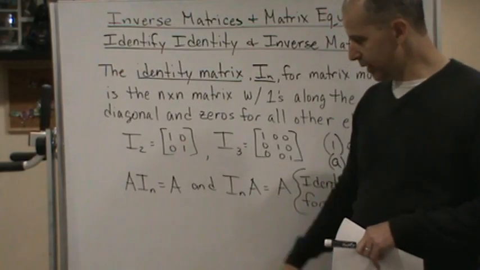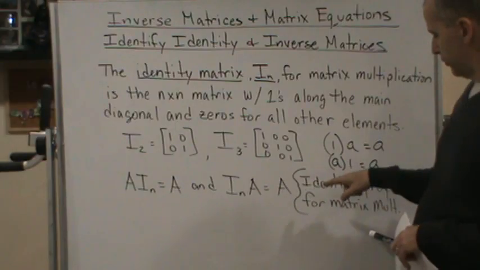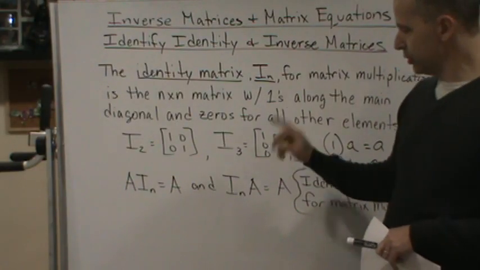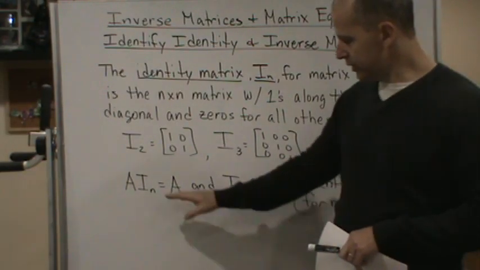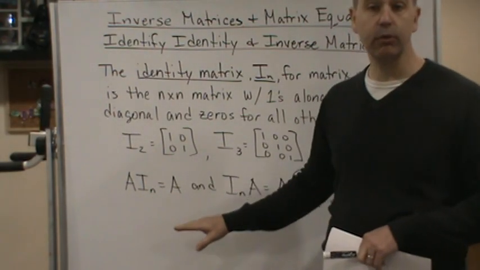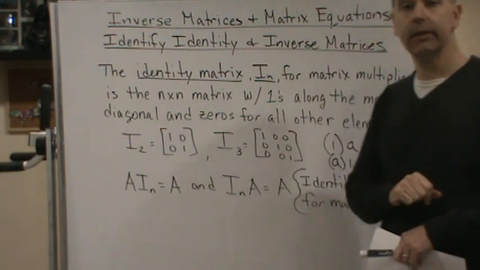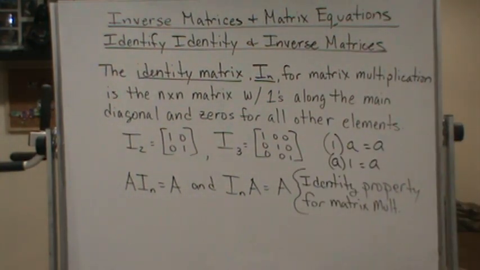So it's a square matrix, n by n, that's what we call a square matrix. The number of columns and the number of rows are equal. So we have a square matrix and it works in both orders, so the commutative law works for the identity matrix. So let's do an example and we'll go on.